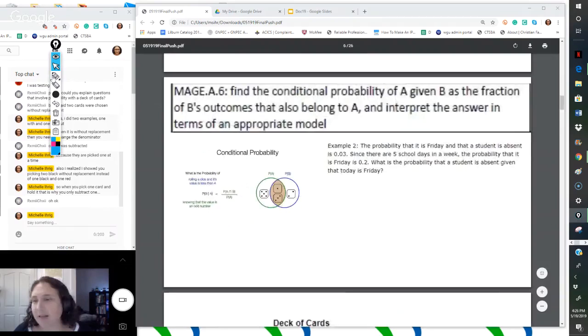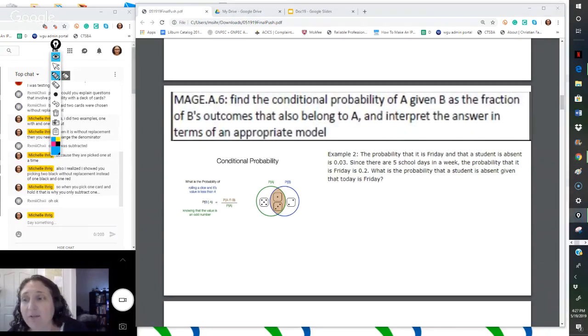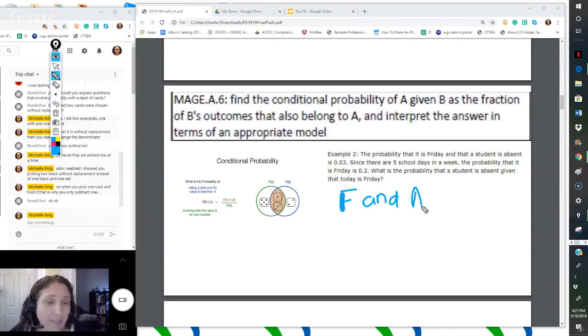Here's conditional probability again. I kind of already shared this on the other slide. Let's look at this example. The probability that it is Friday and that a student is absent is 0.03. Notice how it has Friday and absent, 0.03. So that and is important because when it comes to independence and things like that, you're going to need to think about division. Since there are 5 days of school in a week, the probability that it is Friday is 0.2.